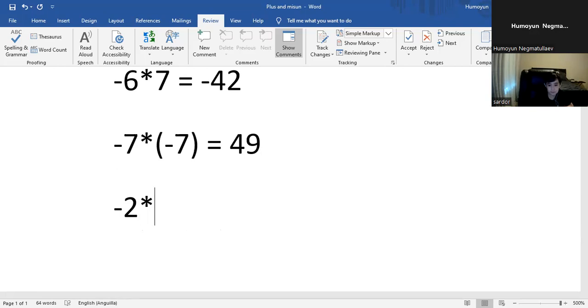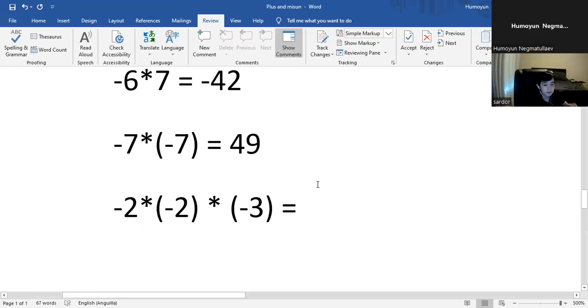I'll make a tricky question. 2 is multiplied by, in brackets, minus 2. Then it's multiplication, there is a minus 3. And send the result. It's going to be a little bit tough. Wait, give me 1 second. Take your seconds. I think it's 12 plus. It's going to be 12. You said it right. But look at it.